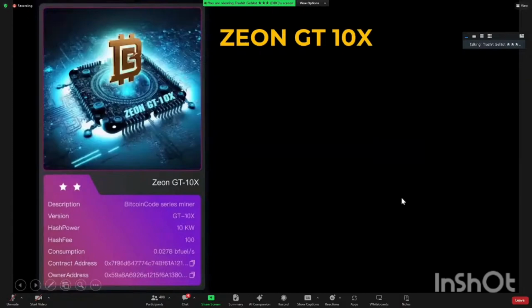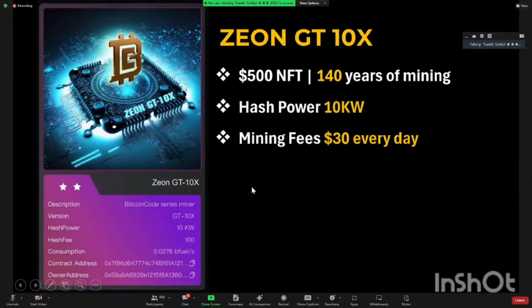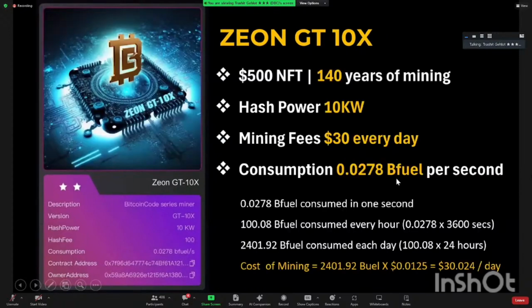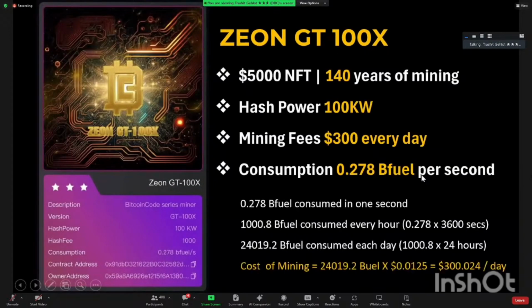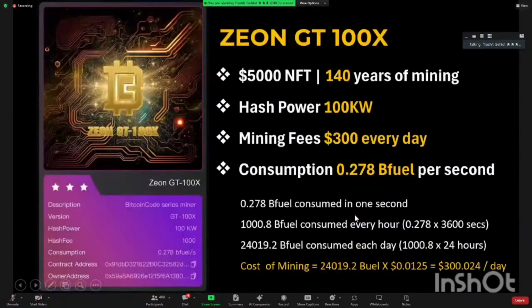All right. The similar calculation can be done for Xeon GT10X. The hash power is 10 kilowatt, that is 10,000 watts, right? And the consumption rate is 0.0278 B fuel per second, so this NFT is going to cost you $30 every day if you put it in to mining. And for Xeon GT100X, the same calculation is going to give you $300 every day, because the B fuel consumption rate is 0.278 B fuel per second. I hope this is clear.